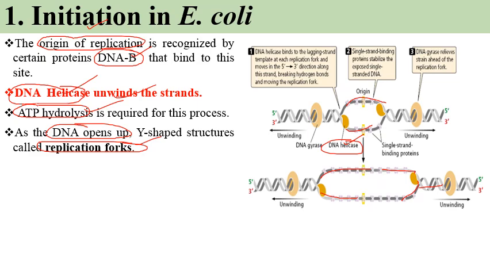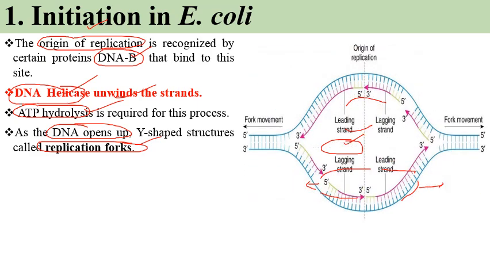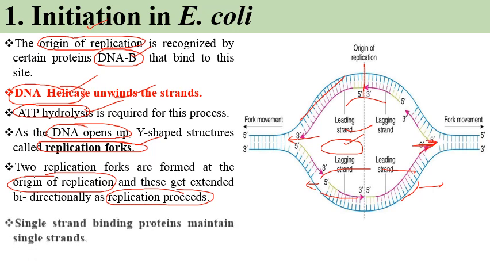तो दो बनते हैं which move in opposite direction. So this structure is known as replication fork, जो Y-shaped structure है. And two replication forks are formed at origin of replication. दो replication forks बनते हैं and these get extended bidirectionally as replication proceeds. और ये दोनों ही bidirectionally move करते हैं, proceed करते हैं in opposite direction as replication proceeds.